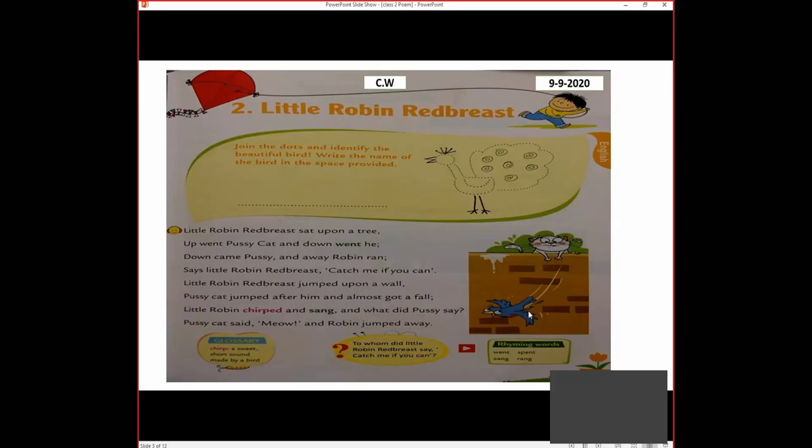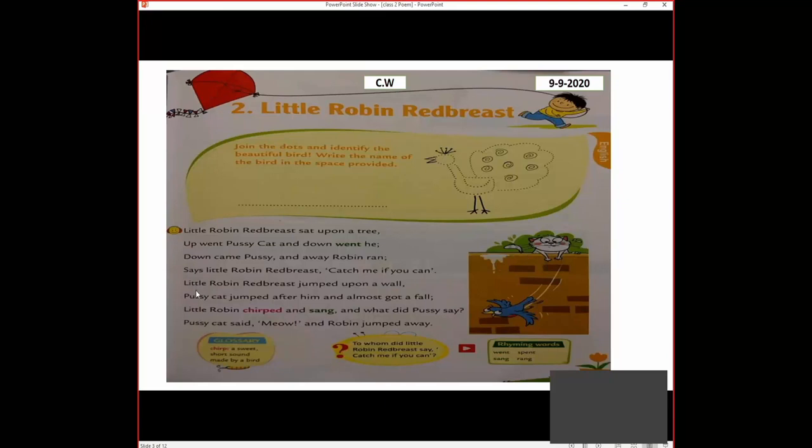Robin flew, the bird flew, okay. So when the pussy cat came close, Robin ran. Then see what happens in the fourth sentence, says Little Robin Red Breast. Now who says this? Little Robin Red Breast says, catch me if you can. Now Little Robin Red Breast says to whom, catch me if you can? Pussy cat. Okay? He says to the pussy cat.